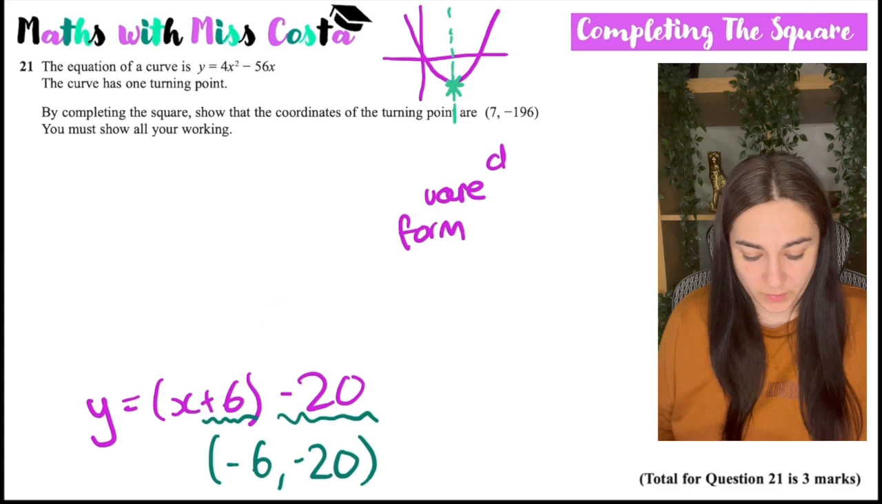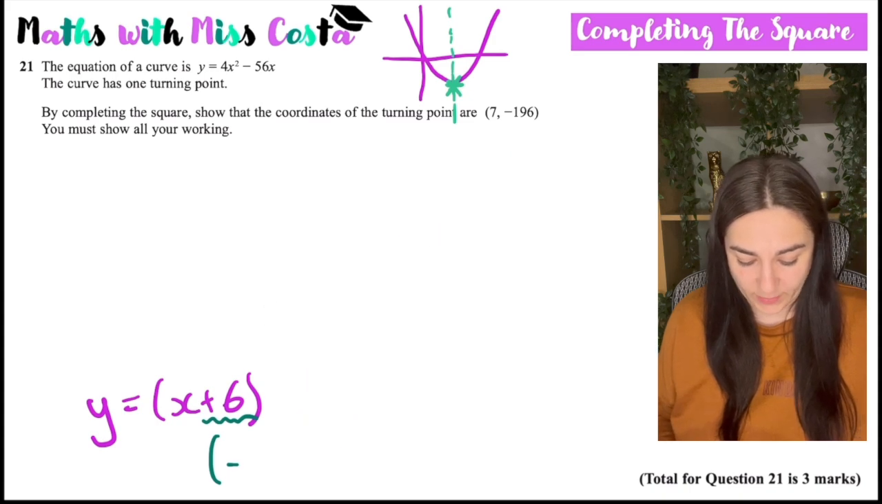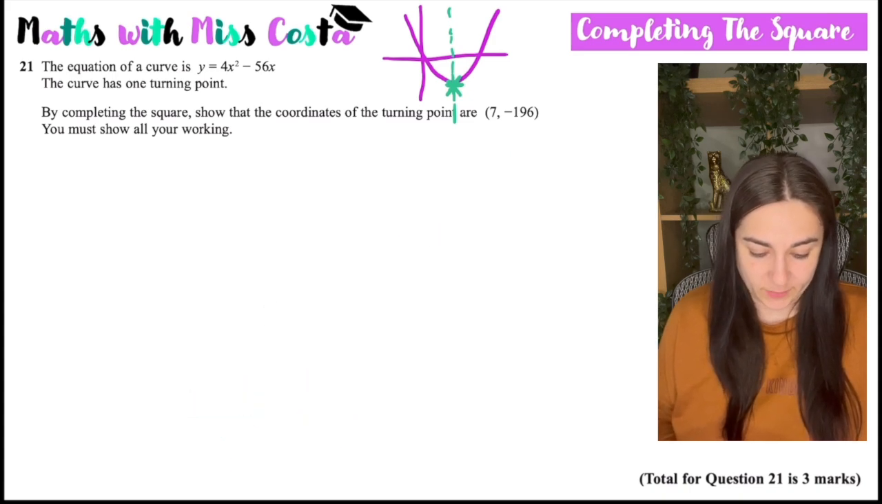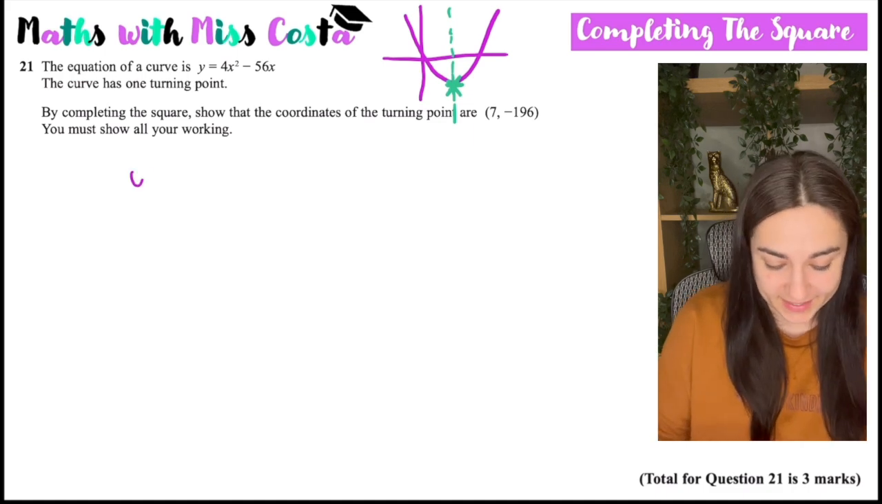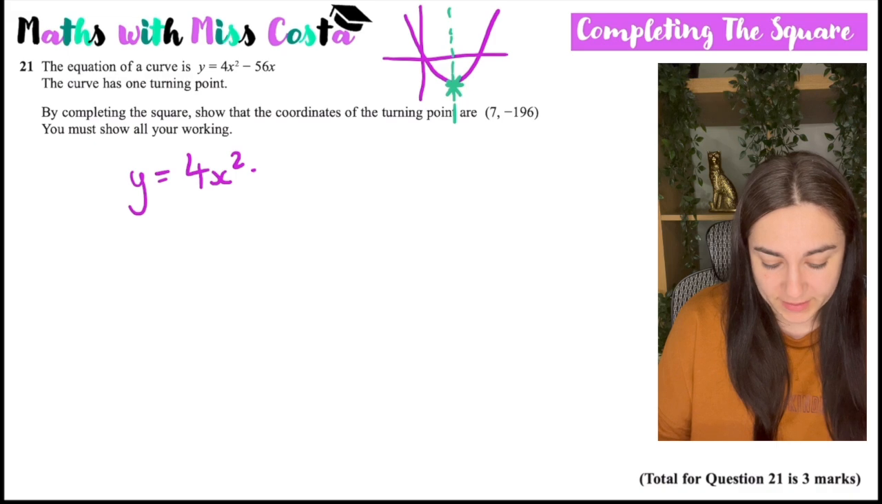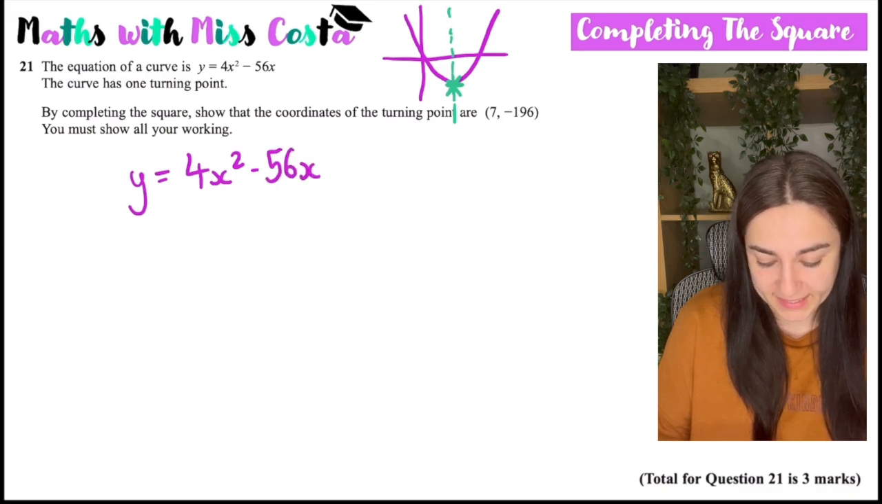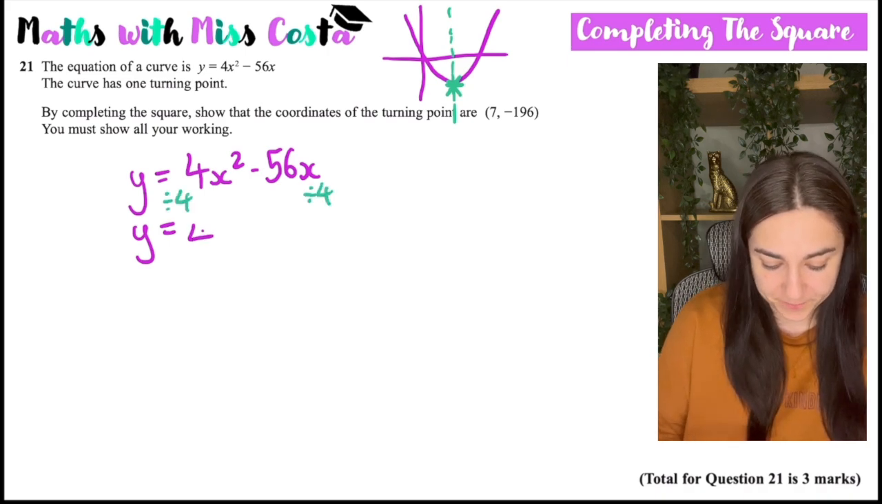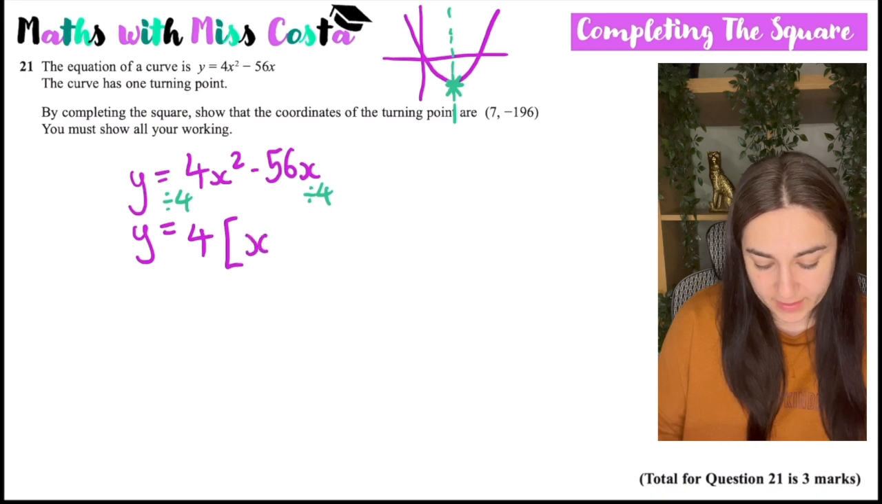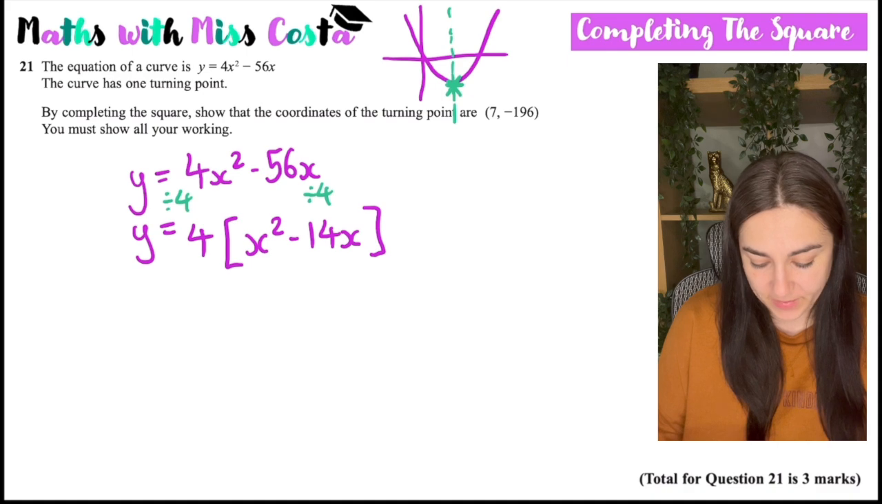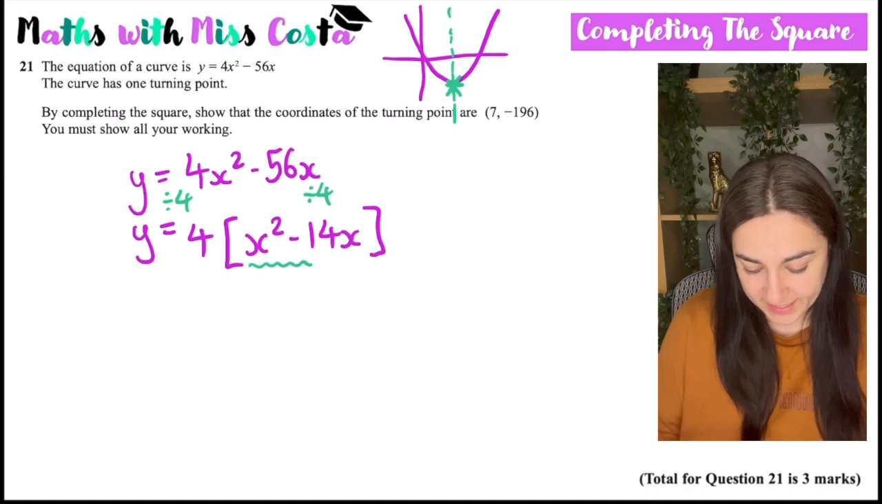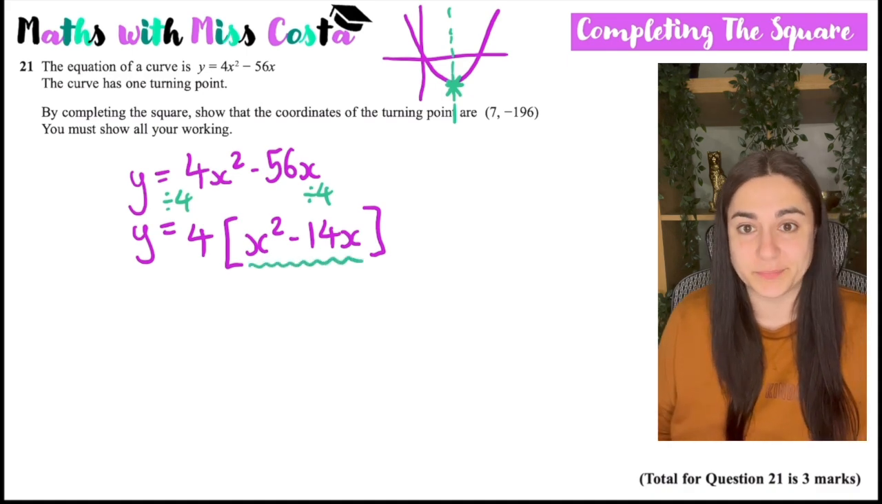Now, first of all, what we want to do is start by completing the square. When I'm completing the square, it just makes your life so much easier if you only deal with x squared. So in this equation, I've been given 4x squared minus 56x. The first thing I could do is divide by 4 to make my life a lot easier. So I take 4 out, and that becomes x squared minus 14x. And then I just have to worry about completing the square of this part here.